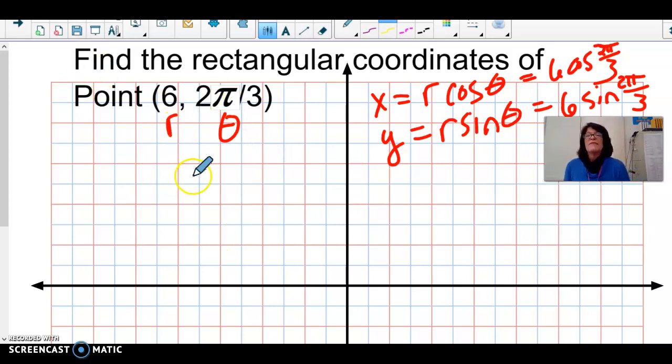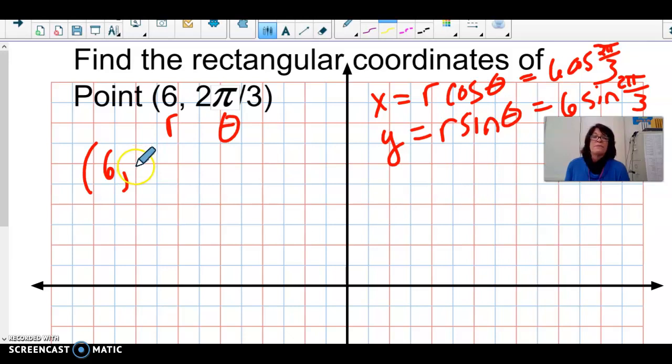Okay, we left off right here, finding the rectangular coordinates of these polar coordinates, with r being 6 and theta being 2 pi over 3. We know that x is r cosine theta, so we're taking 6 times the cosine of 2 pi over 3. You either do that on your calculator, or you remember that the cosine of pi over 3 is a half. So 2 pi over 3, since we're over here in the second quadrant, would be negative a half.